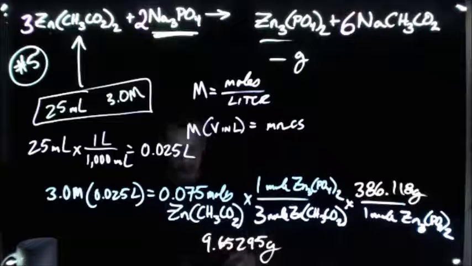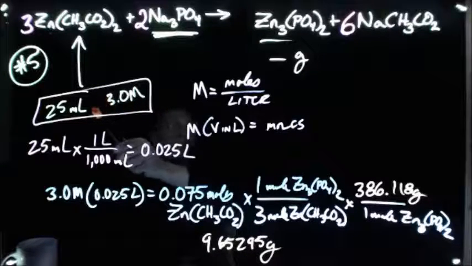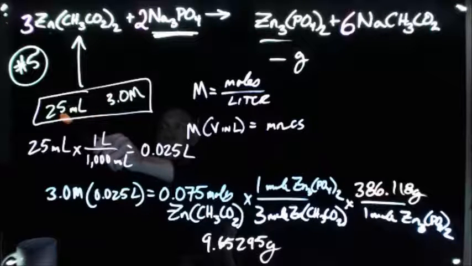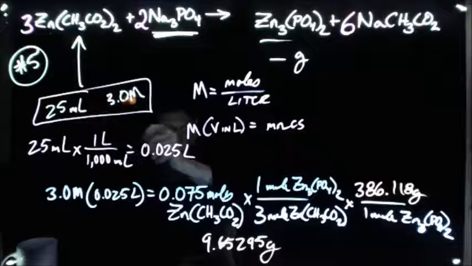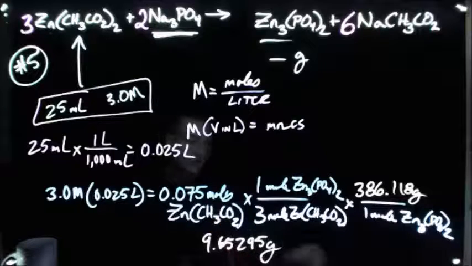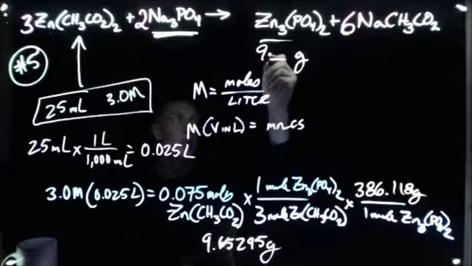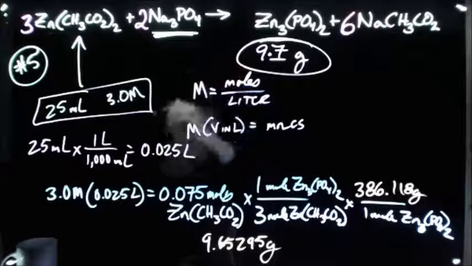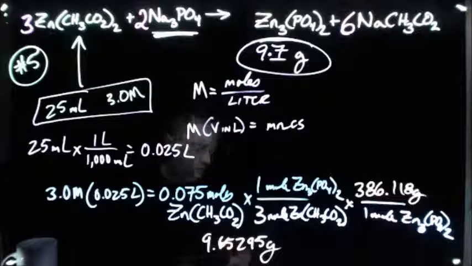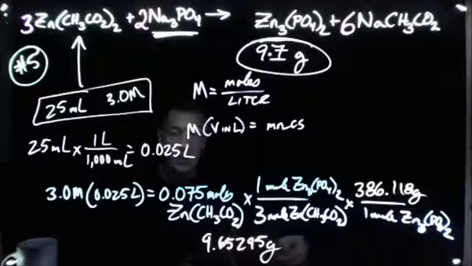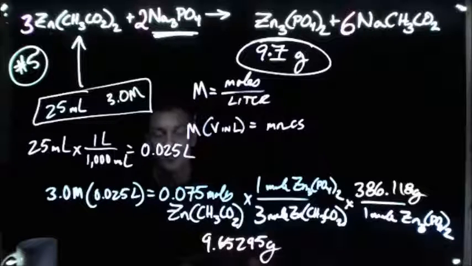But that's nonsense. That's way too many sig figs. So I look back to my original problem, and 25 mils, 2, 3.0, 2. So I'm going to round this to 2 sig figs, and my answer is going to be 9.7 grams of zinc phosphate can be obtained. So there's a solutions stoichiometry problem.